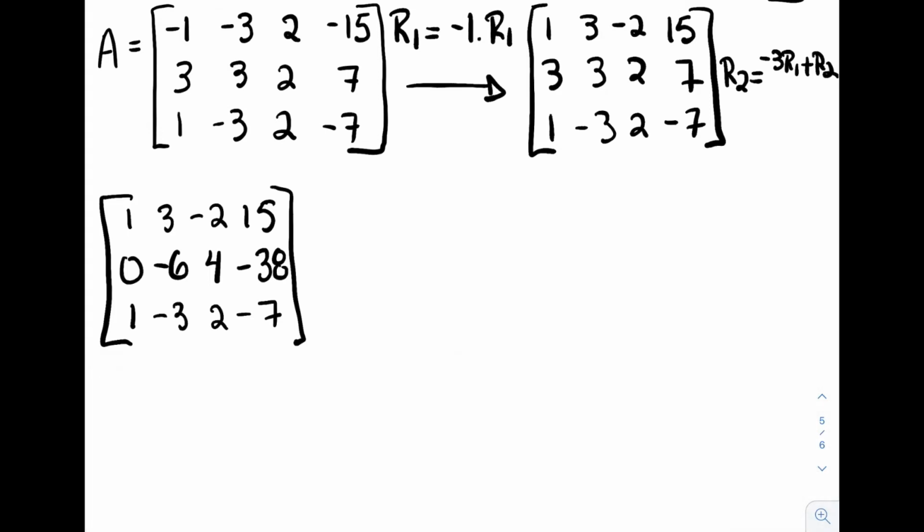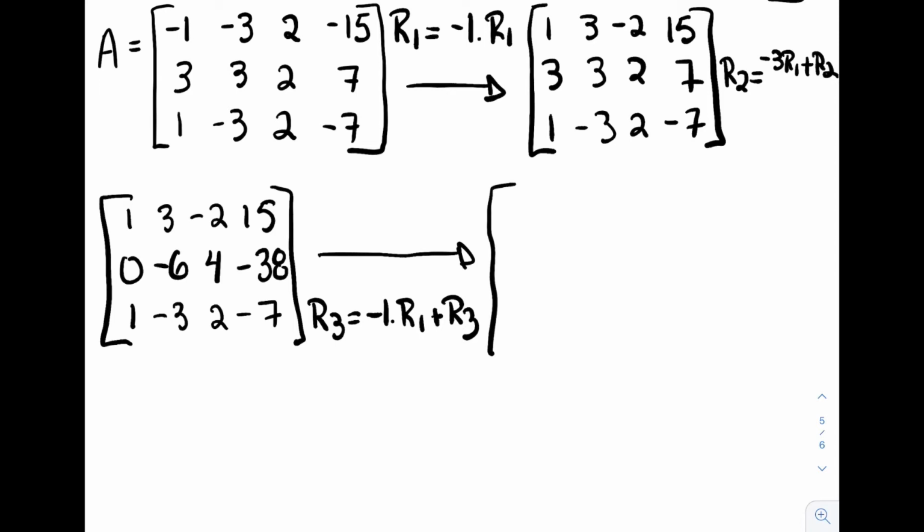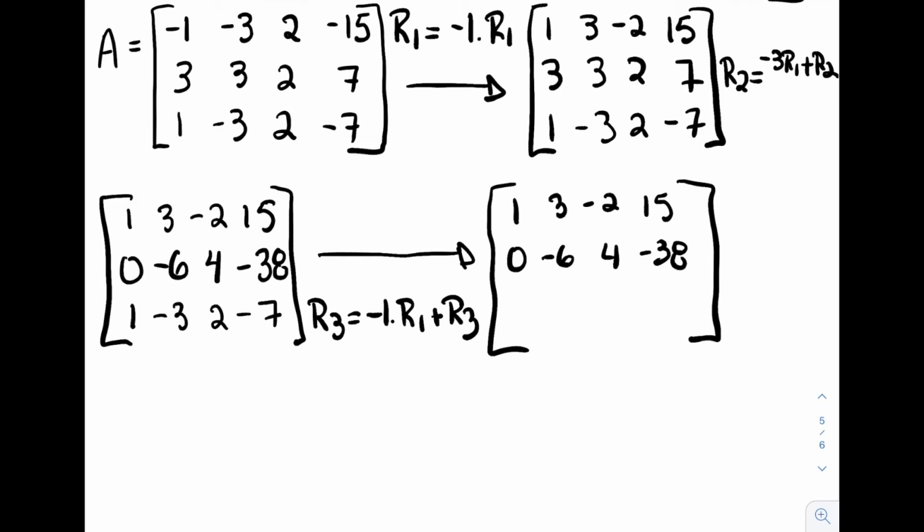Now that we have our first 0 underneath our first pivot, we're going to go ahead and get our second 0 underneath our first pivot. We're going to do that by applying the row operation row 3 equals negative 1 times row 1 plus row 3. So once again, you redraw your matrix. Since we're only applying changes to the third row, the first and second row can be recopied. And then you go ahead and apply your row operation.